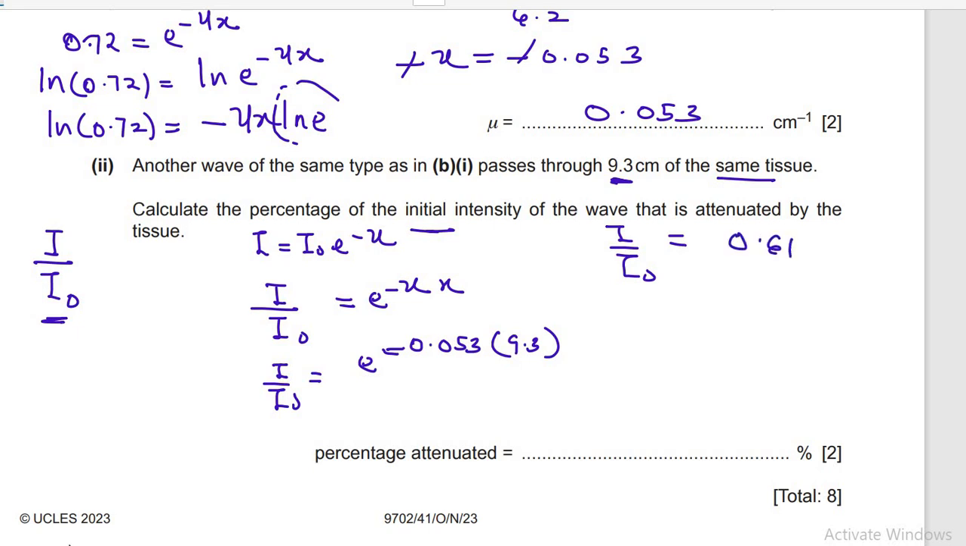So the percentage, times 100, we have 61%. This is the one that is transmitted. The one that is attenuated will be 100 minus 61%, which gives us 39%. That's it. I'll see you tomorrow for paper 4 variants.